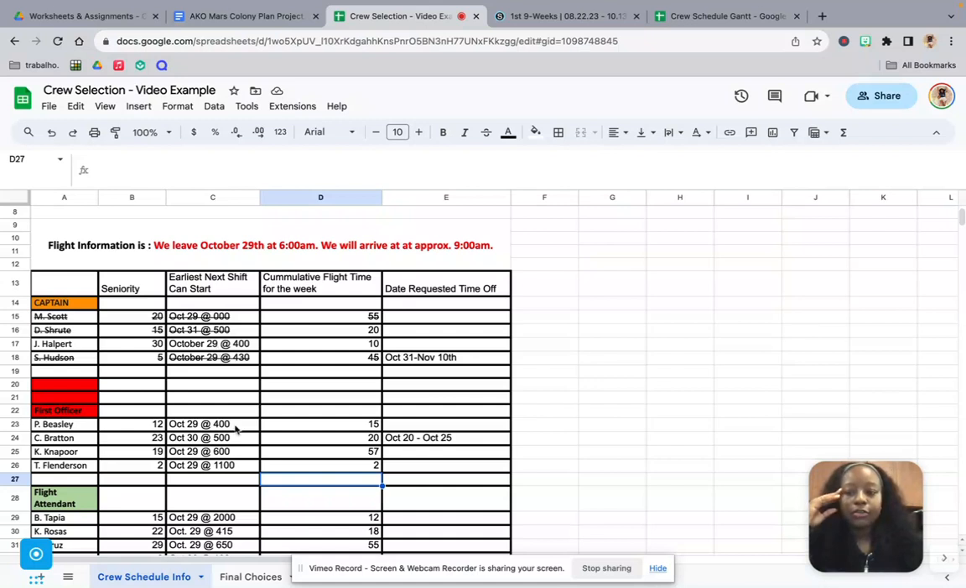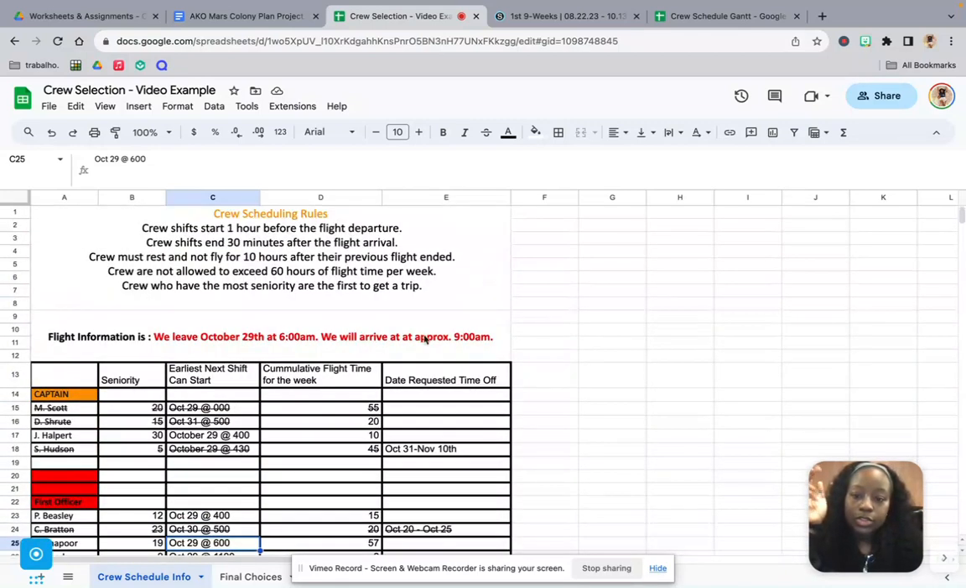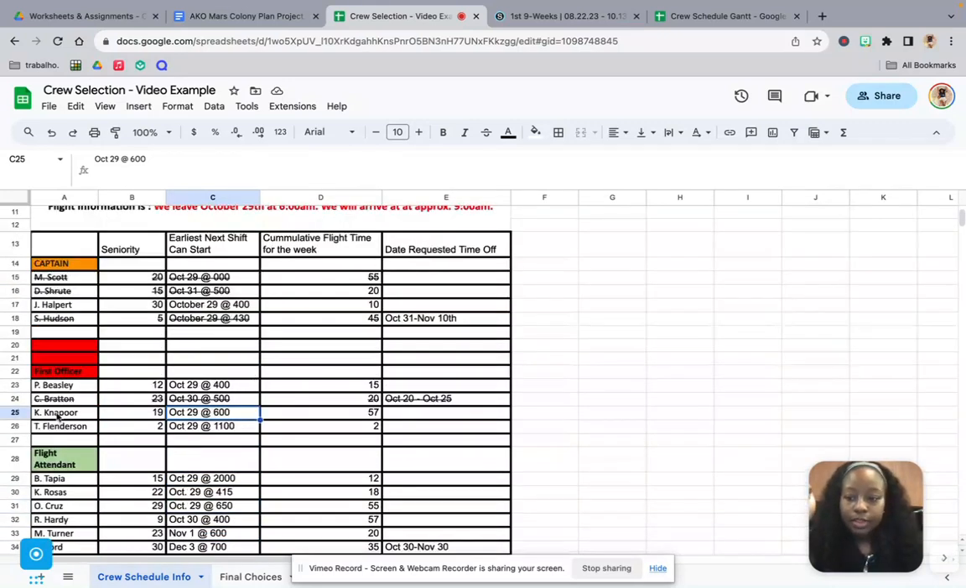So we're going to do the same thing for first officer. So Beasley is available at 4 a.m. on our October 29th date. She's good. We'll keep her in the running. C. Pratton, he's not available until the 30th, so we're going to cross him out. K. Kapoor is available at 6 a.m., but if you remember our rules, we need them available 1 hour before the flight. So we cannot use K. Kapoor.